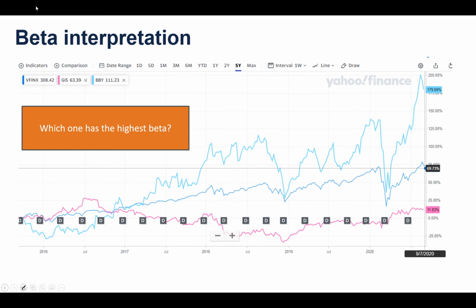And let's try another example here that will probably make it clear for you guys. What I have here on Yahoo Finance is the Vanguard 500 Index Fund, which we used as the market, or the S&P 500 as the market benchmark. And I plotted here VFINX, the fund, which is in blue. We have this line in lighter blue, which is Best Buy, and in pink here General Mills.